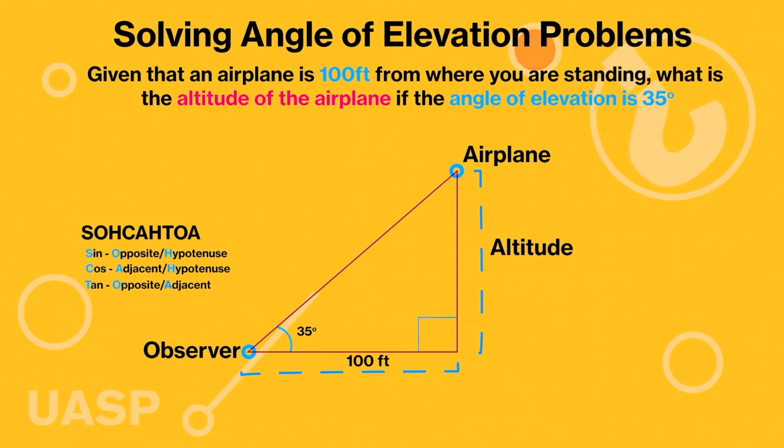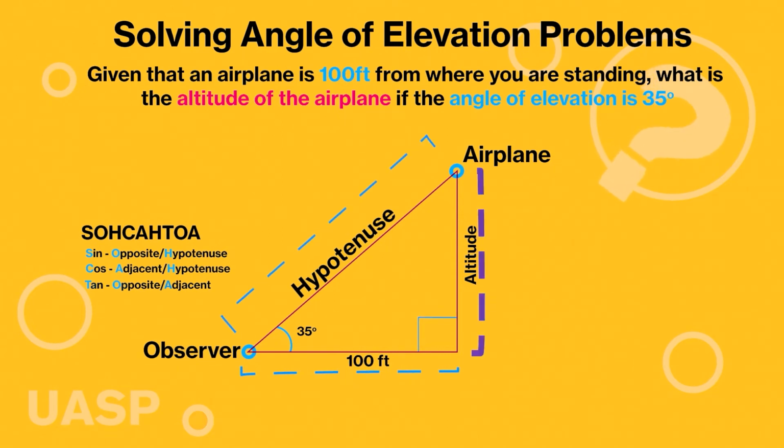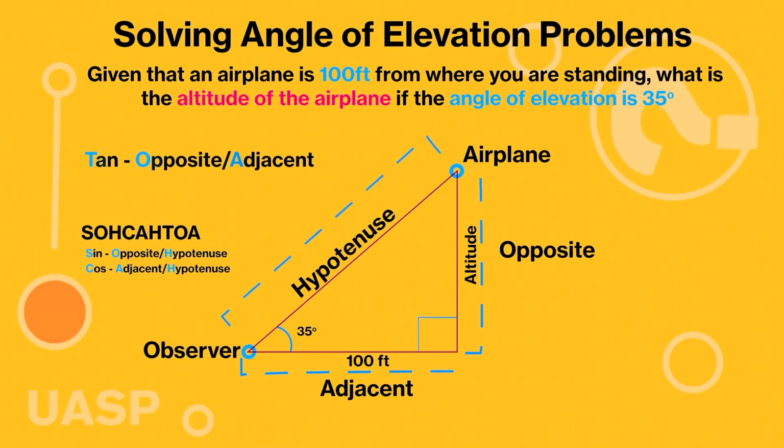The way we can find this is, since we're given this 100 feet here, we can look back to SOHCAHTOA. We know that this line here is our hypotenuse, because it's opposite from the right angle. We know that this over here is opposite, and this 100 is the adjacent part of the triangle, all relative to this 35 degrees. If you recall, we're going to want to use tangent for this case, because that looks at opposite over adjacent.